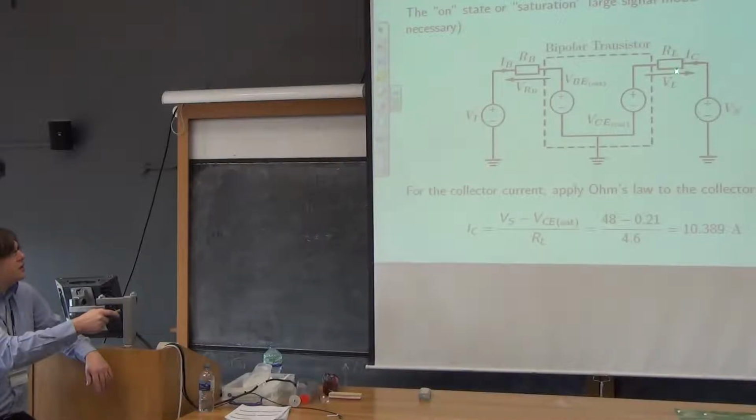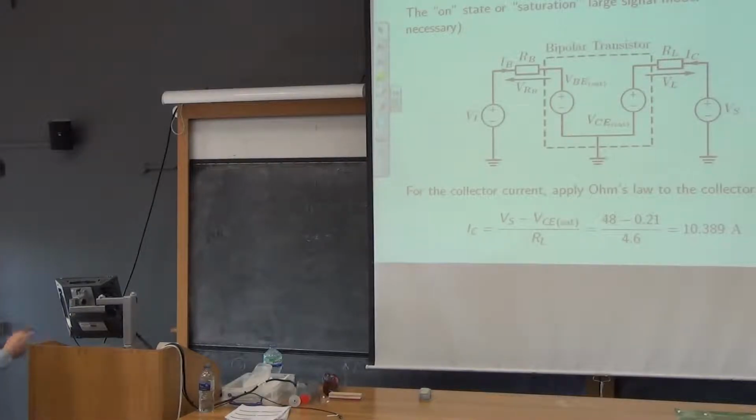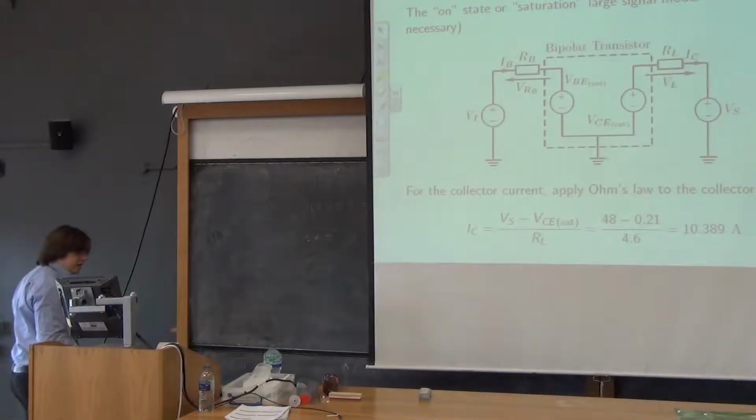In which case, for the current in RL, we've got a voltage on one end and a voltage on the other end. So we'll do that less that, divided by RL, gives us IC. So it's just applying Ohm's law on that bit. And for the numbers I gave, it's about 10 amps.